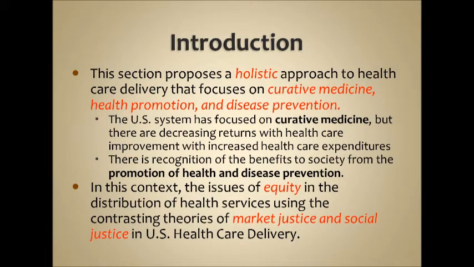This section proposes a holistic approach to health and to healthcare delivery that focuses on not only curative medicine, but also health promotion and disease prevention. As was discussed in Chapter 1, the U.S. system has focused on curative medicine. This has been partly due to the focus on cool technology and fancy drugs. But now there's becoming a recognition of the benefits to society from the promotion of health and actually preventing disease. So in this context, the issues of equity in the distribution of health services come up again and again. We look at them by using the theories of market justice and social justice.